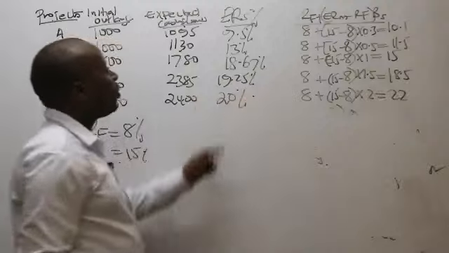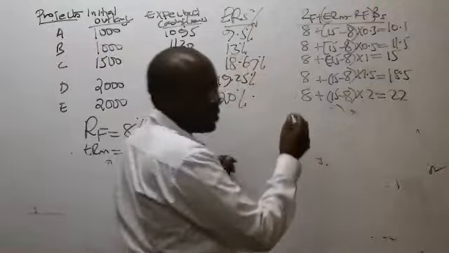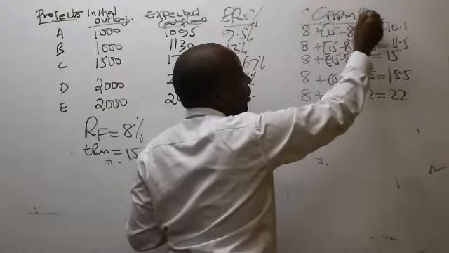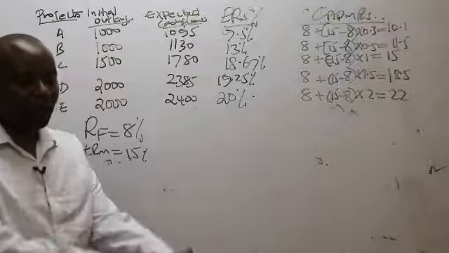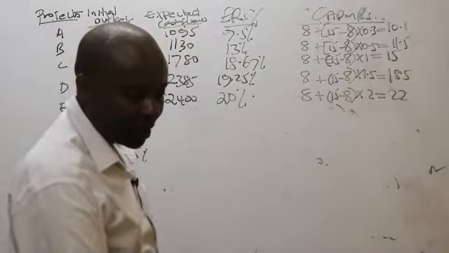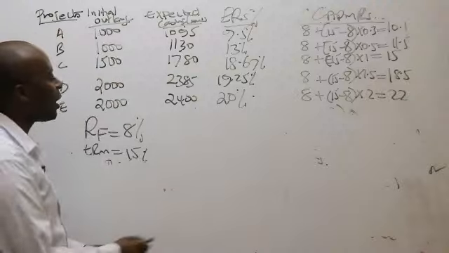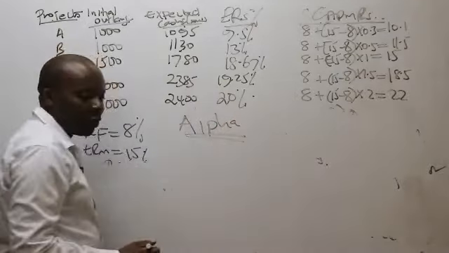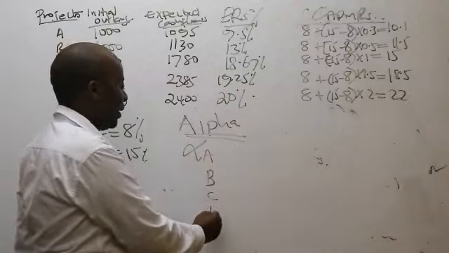Ladies and gentlemen, when you have expected returns in the form of percentages, and you have here your CAPM, remember these are your CAPM returns. What do you think will be the next thing to be done? The alpha, yes, alpha. So please come and give us alpha for each of these securities, A, B, C, D, E.